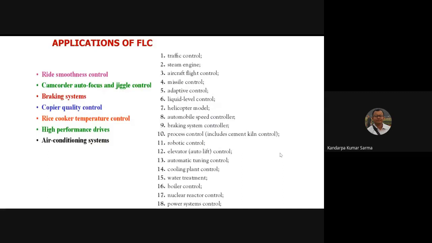Now let's see where we can use the fuzzy logic controller. It's used for traffic control, a steam engine, flight control system, missile control, then adaptive control, liquid level control, and lots more. In all of the control situations where you need to have precise control, you can use the fuzzy logic controller.